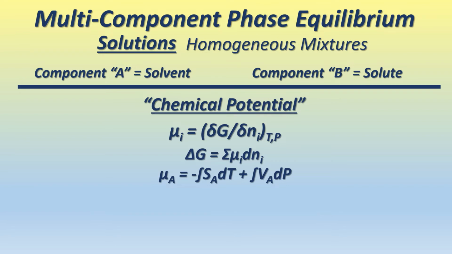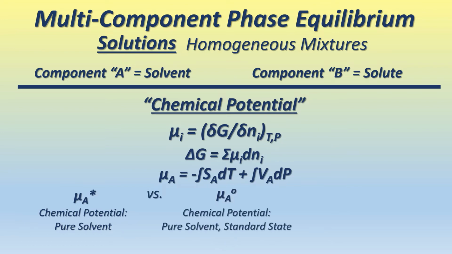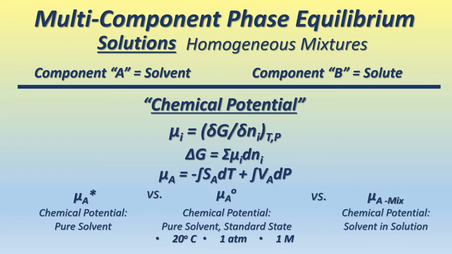In a multi-component system, there's an extra level of complexity. You have mu star, which would be the chemical potential of the pure solvent. You also have a different state, mu zero, which is the chemical potential of the solvent in the standard state, where once again the standard state means that everything is at 20 degrees C, all gases are at 1 atmosphere, and all solutions are at 1 molar concentration. Finally, you have the chemical potential of the solvent in the mixture.